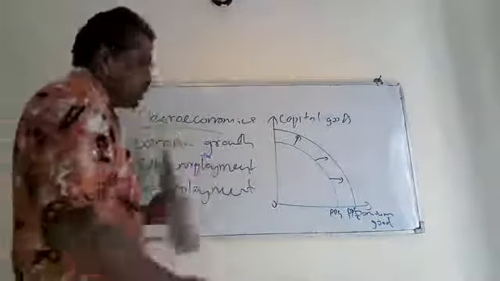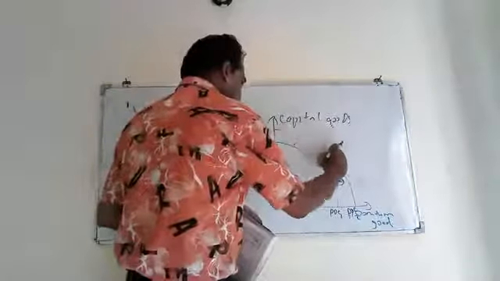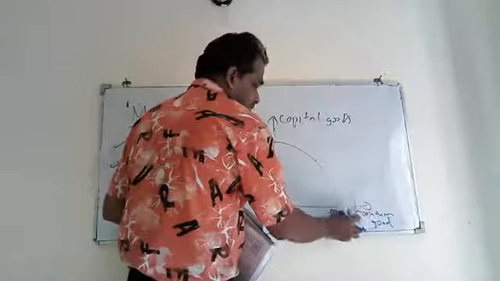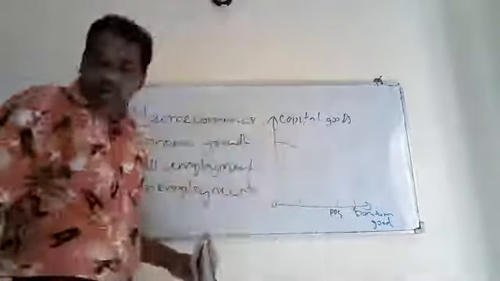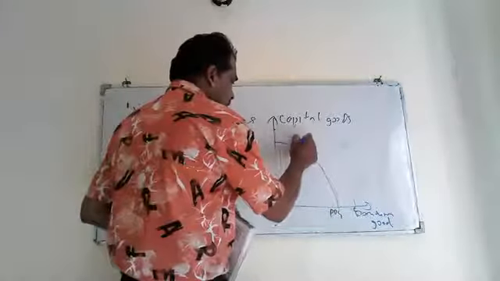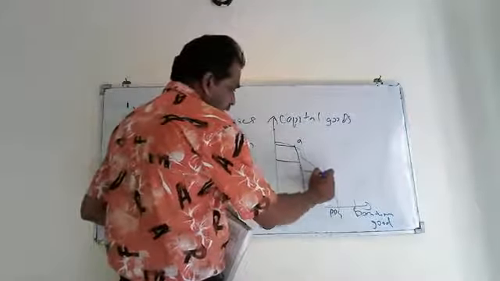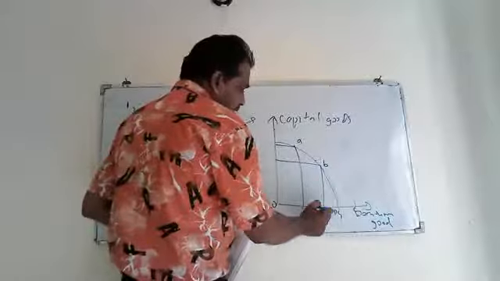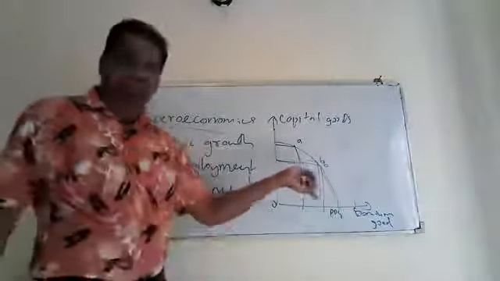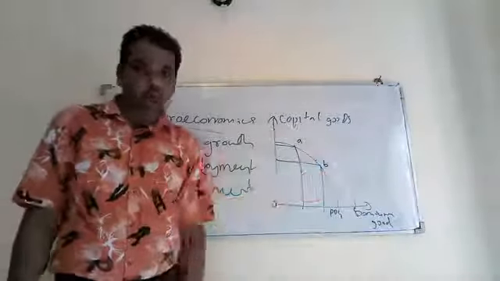So, if you select any point in this curve, then it indicates the full employment. If we take this point, point A, that combination, then point B, that combination, full employment. Right? That means the country has utilized the resources fully. The country has used the available resources fully. That is the meaning of full employment.